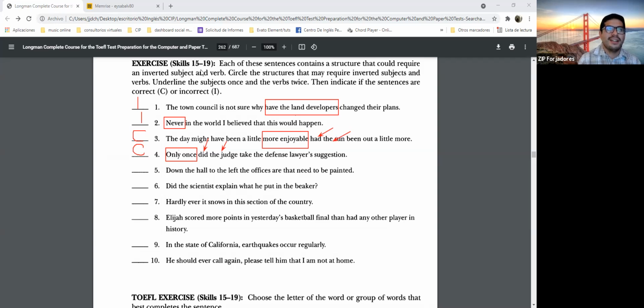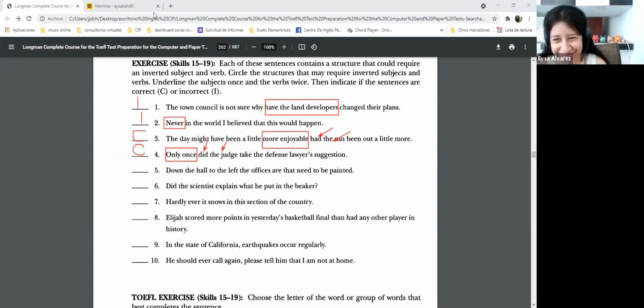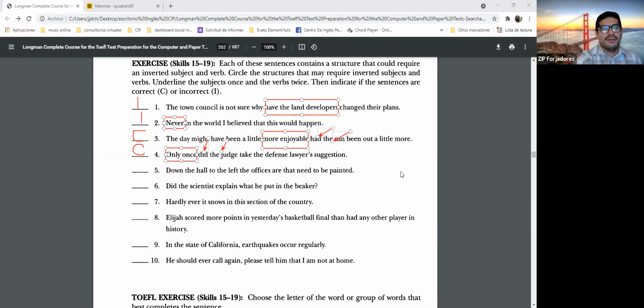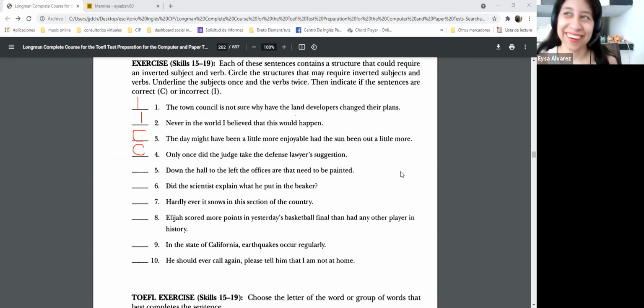Okay, tell me again the skills from the 15 to the 19. May I check my notes or no? Okay, but next time by heart, by memory. Okay, okay, let me check.